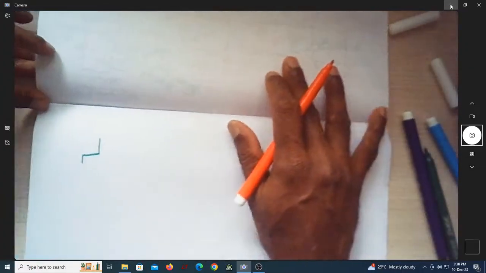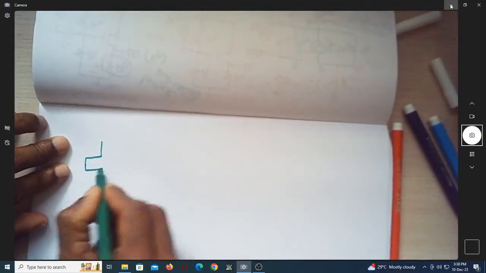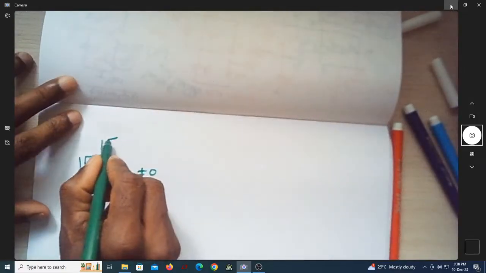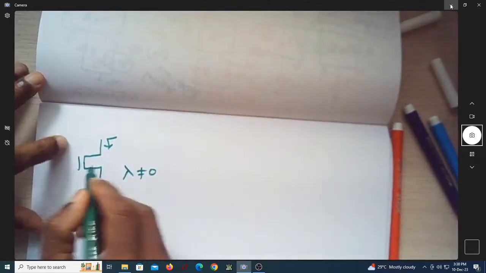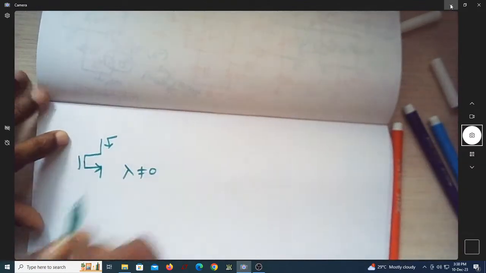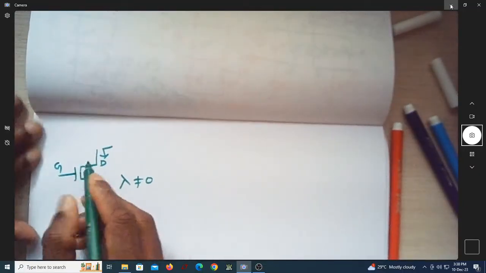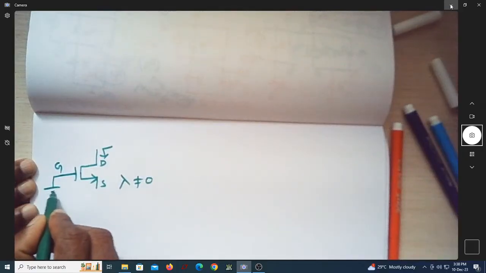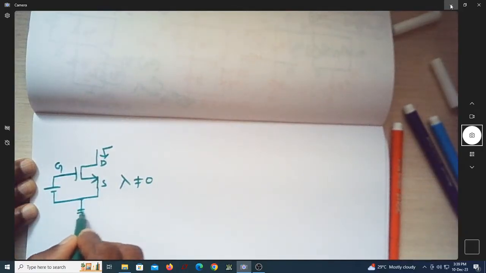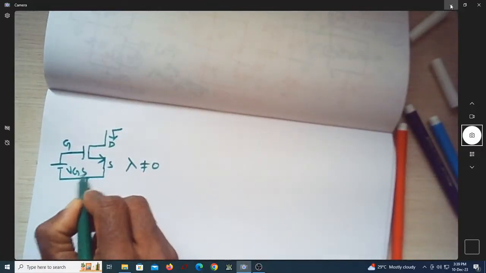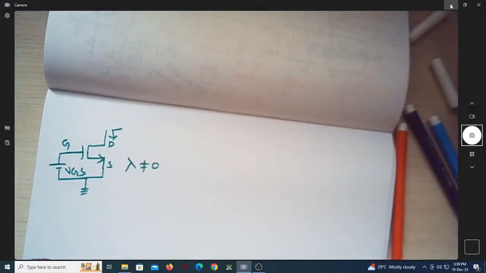Now let us consider a MOSFET having lambda non-zero. Let us see what is the resistance offered by this MOSFET if I look from the drain side. I know that this is source, this is drain, this is gate. So let me just do it like this. Let me have a DC source here. Assume that this is a part of a circuit. So this has a certain VGS where it is going to turn on the MOSFET, and it will keep the MOSFET in saturation also.